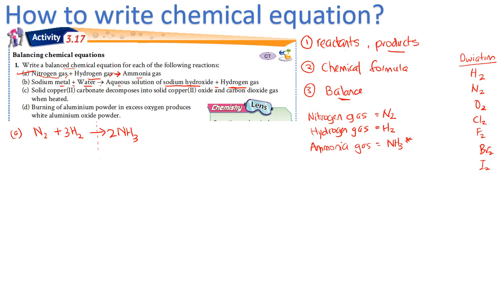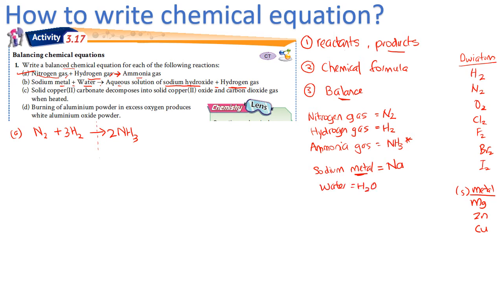Sodium metal. Metal is normally written as an atom. So sodium metal is Na. Like magnesium metal is Mg, zinc metal is Zn, copper metal is Cu. Metals are normally in solid form, and the formula is written as the atom. Then water. The formula of water is H2O. I think you know this one already.